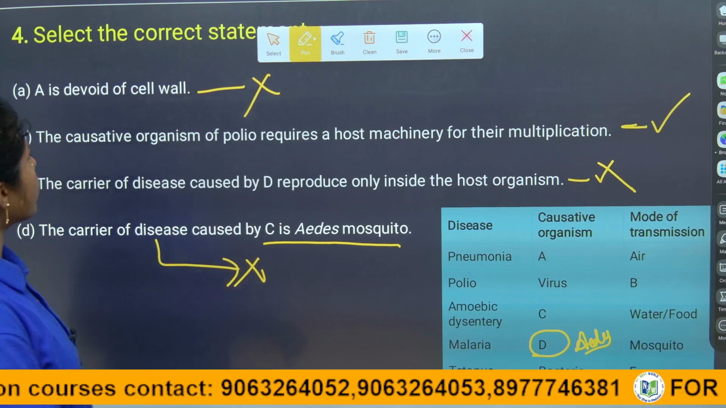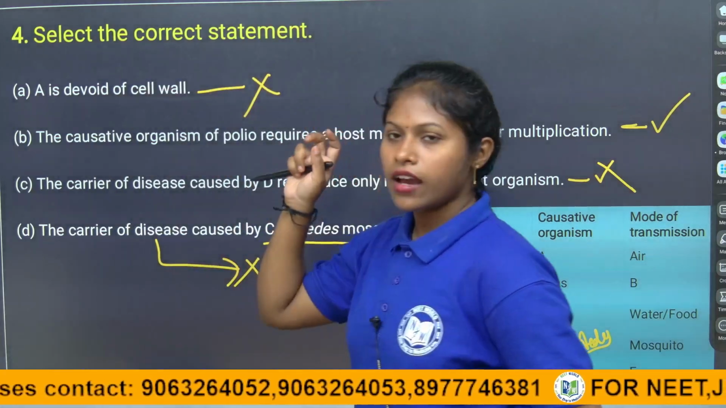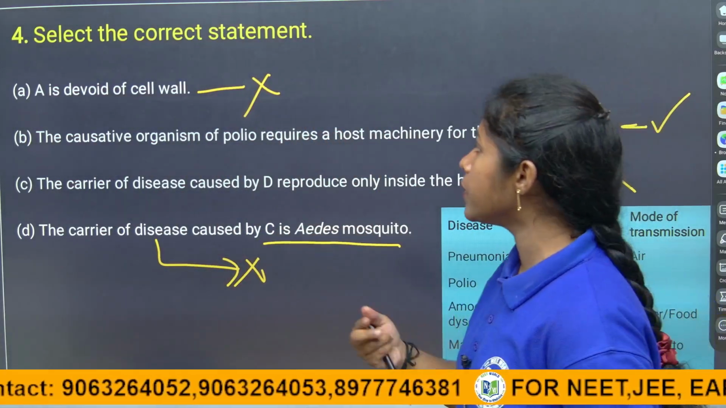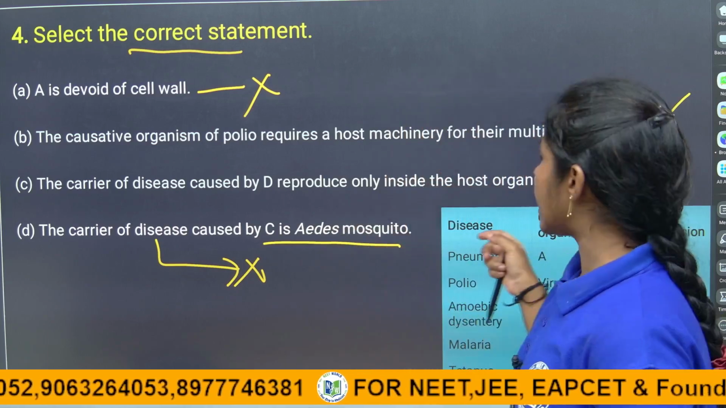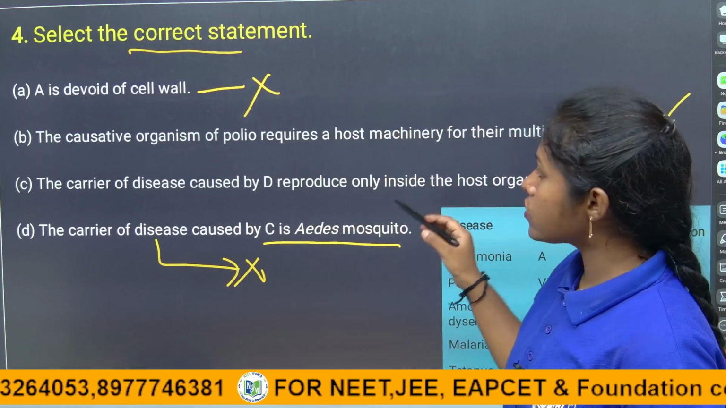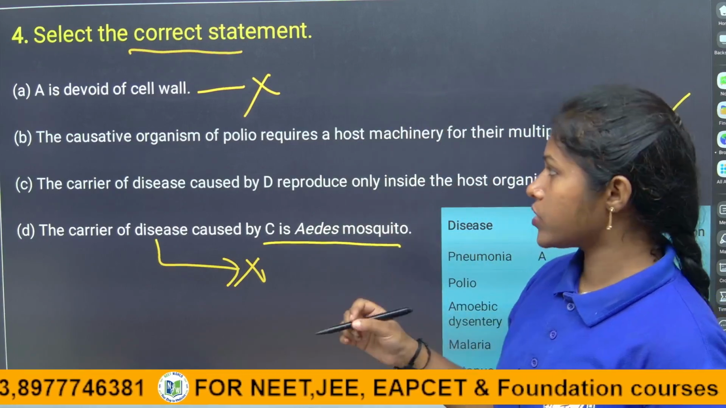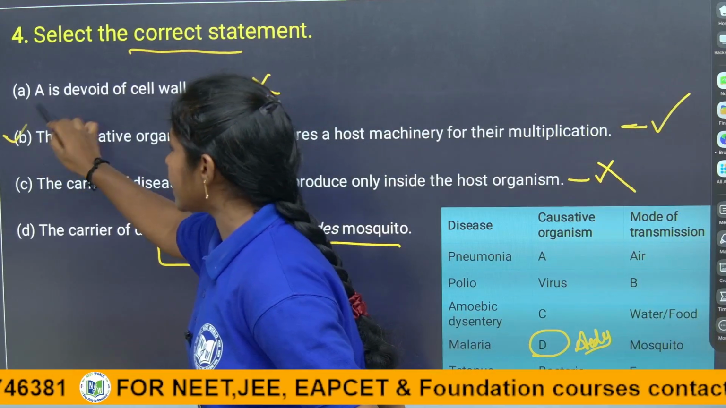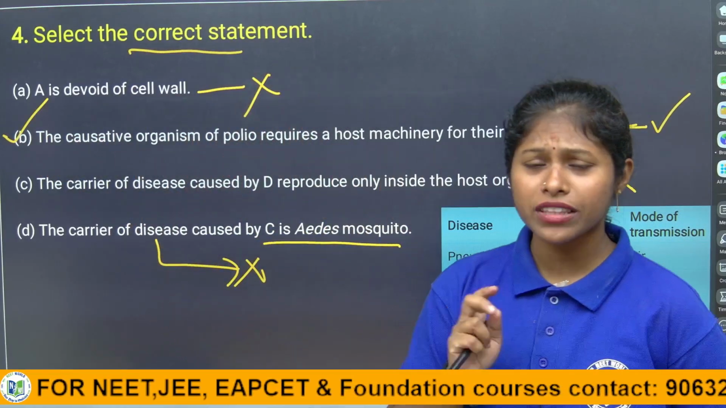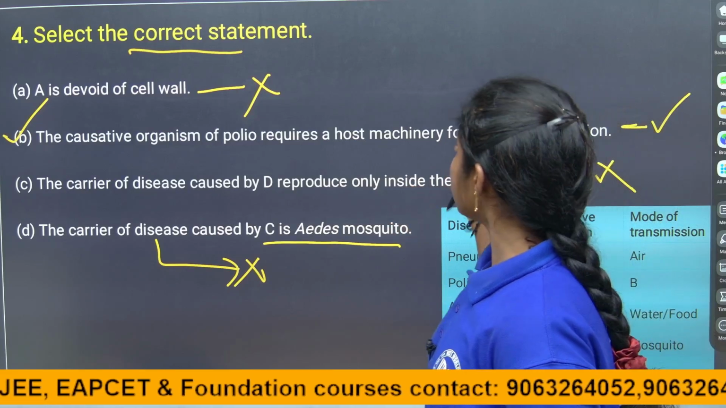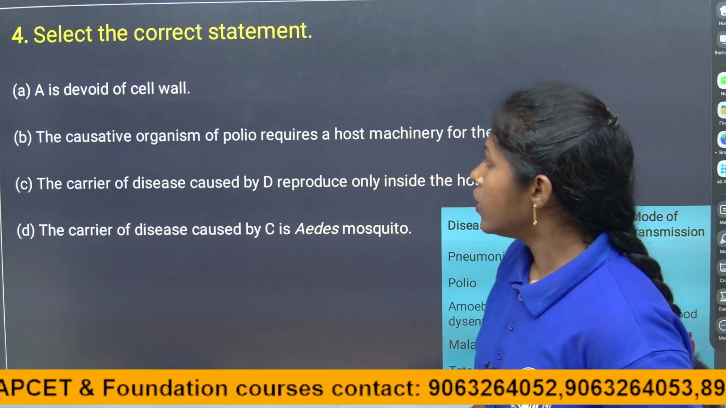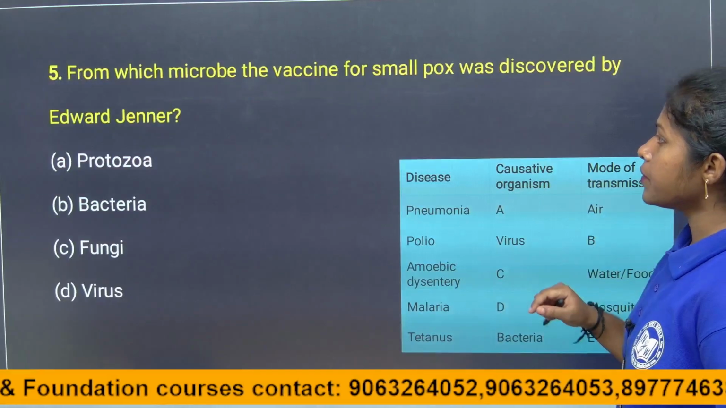Here they asked for the correct statement, not the incorrect statement. According to the given question, the correct statement is B, children. B is the only correct statement. I hope you are all clear about this question. For the given question, the answer is B. Coming to the next question, children.